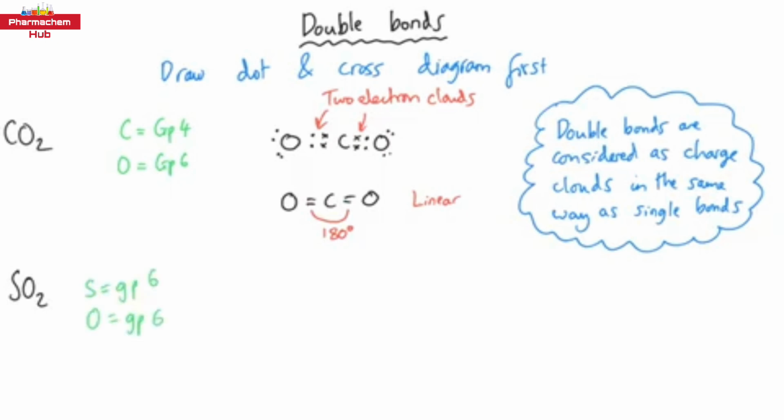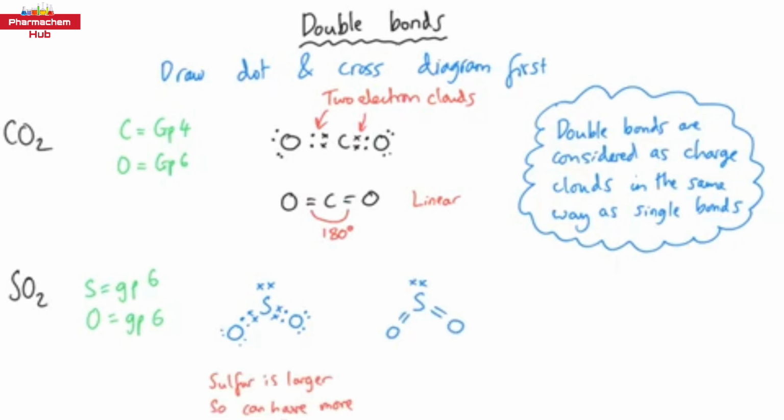Sulfur dioxide's different because remember sulfur's in group 6 and carbon's in group 4. So sulfur's got 6 electrons and the oxygens have also got 6. So we end up with a situation where we've got 2 double bonds between the sulfur and each oxygen, and we've got a lone pair of electrons around sulfur dioxide. So now we know that, well, it's 3 clouds of electrons. And so this is essentially a trigonal planar shape.